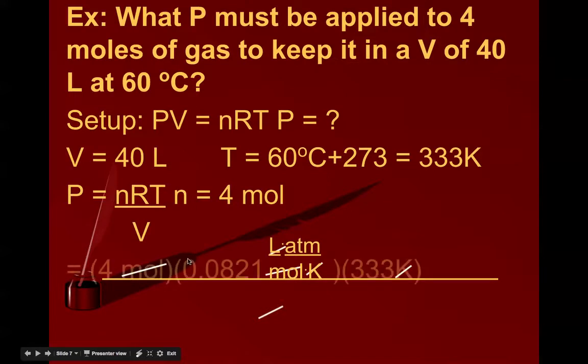n is 4 moles. R is all that business we said before, 0.0821. Temperature, 333 Kelvin. And then on bottom, we're going to put our volume, 40 liters.